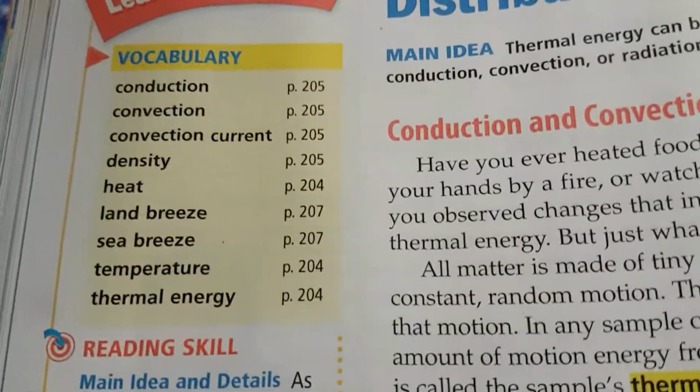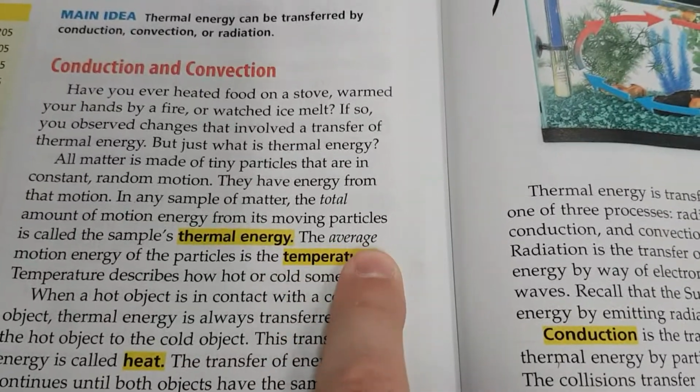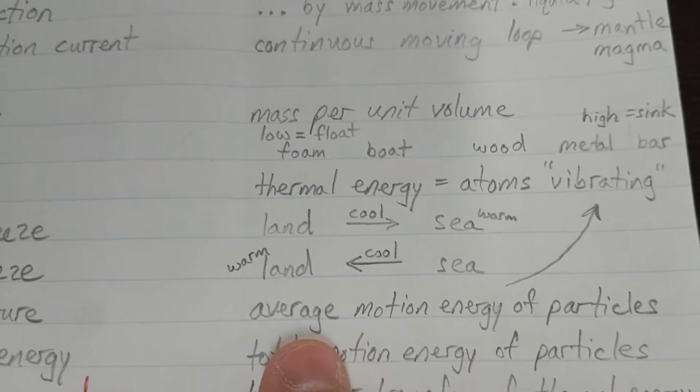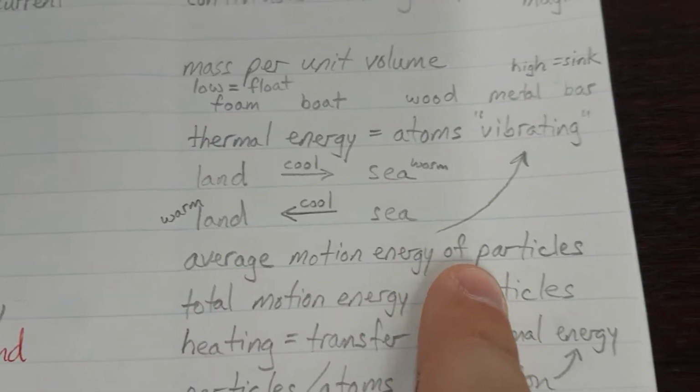Next word, temperature. Page 204, temperature. Here, the average motion energy of the particles is the temperature. Okay? Temperature, average motion energy of particles.